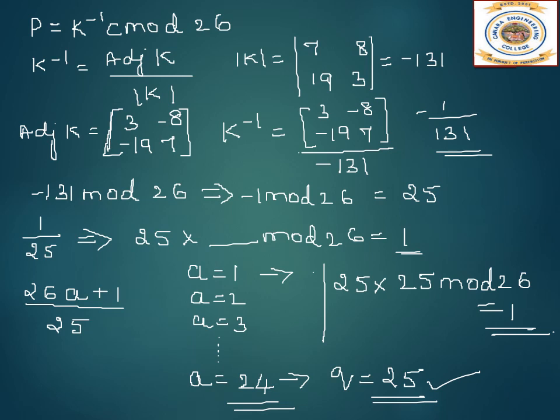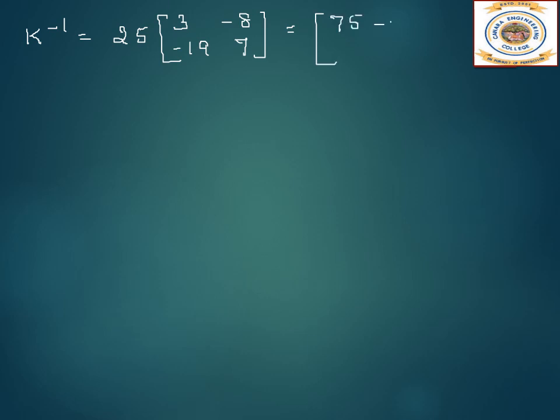So let us continue. Now we have got the inverse, and I still have to get K inverse. So 1 by minus 131, the inverse will be 25. So 25 into 3, minus 8, minus 19, 7. After multiplying this, we get 75, minus 200, minus 475 and 175.